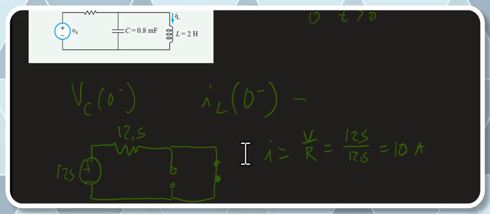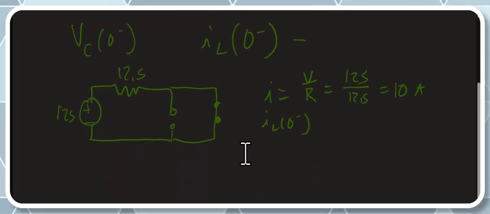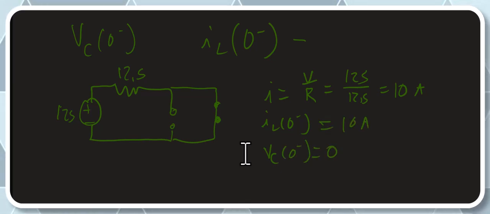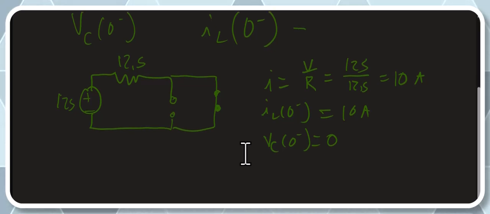Our capacitor, so we need to see, that's the current before 0 minus, and that is the current through the inductor, so that's IL of 0 minus. Now the capacitor is in parallel with a short circuit, and a short circuit has 0 volts. So VC of 0 minus equals 0. And IL of 0 minus is 10.